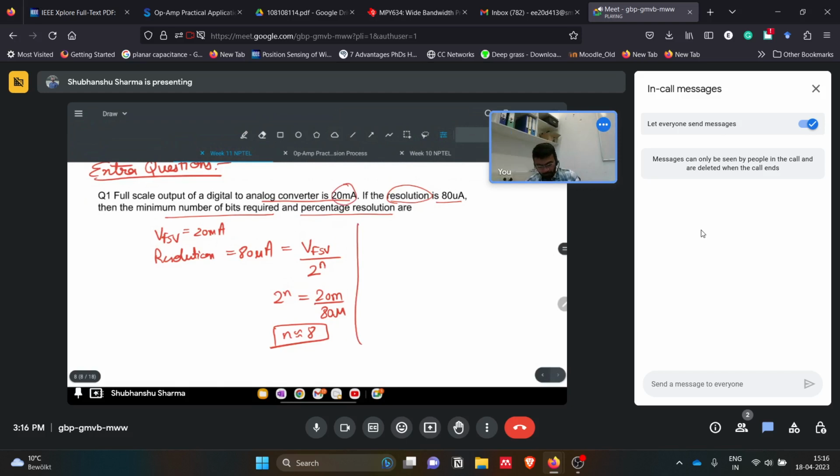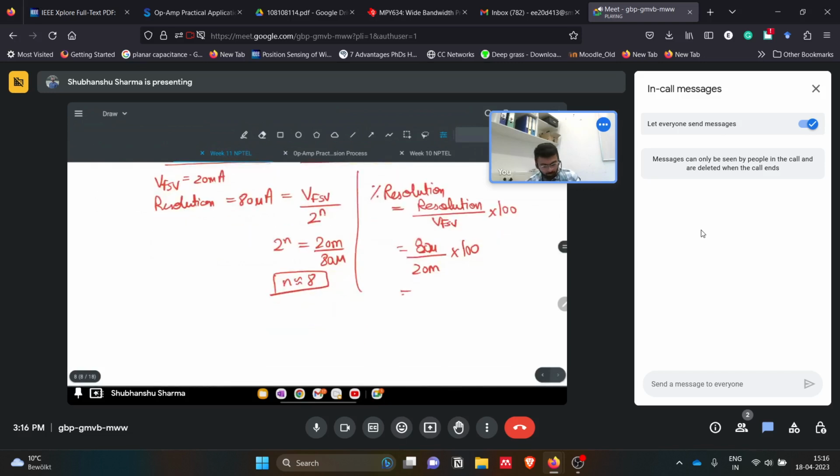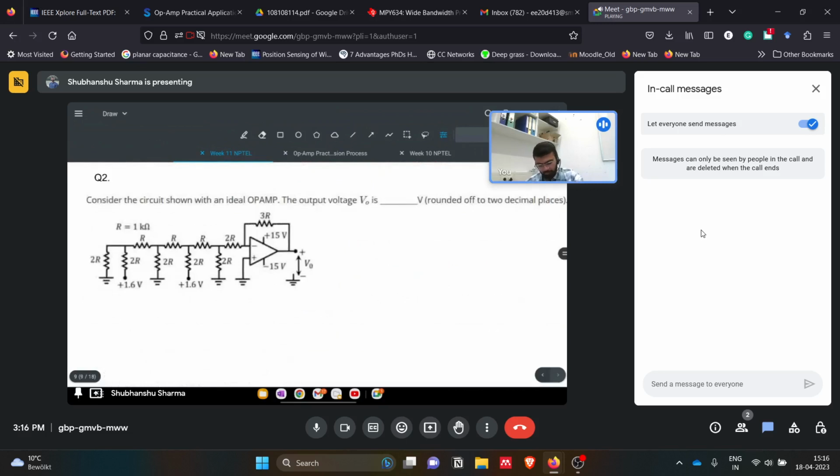Now, percentage resolution, as I said earlier also, is given by resolution divided by the full scale value VFSV into 100. So we have resolution as 80 micro divided by VFSV, which is 20 milli, into 100. So we'll get this as 0.4% of resolution. Okay. Next question. Just read this question.